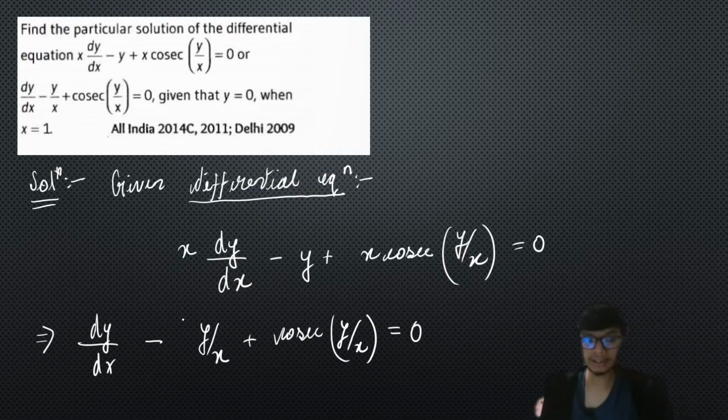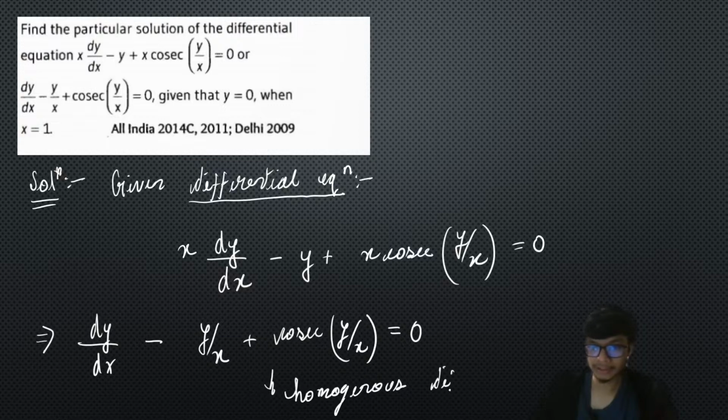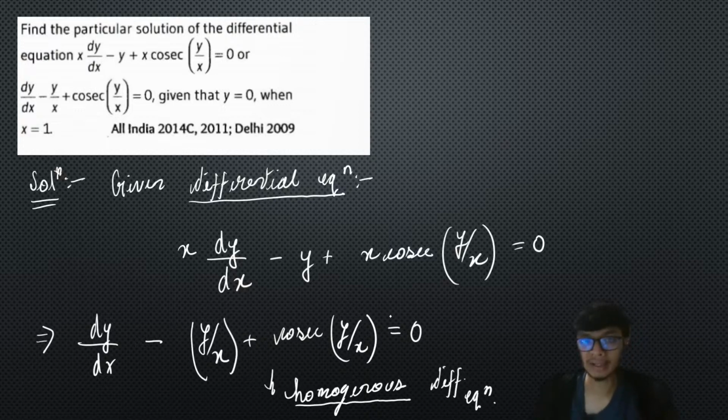Now if you look at this particular differential equation, it is basically of the form of a homogeneous differential equation, right? So I'm writing it in short form. I hope you understand. So it is a homogeneous differential equation. Now why is it homogeneous? Because you can see that y by x is coming up in the variable, right?